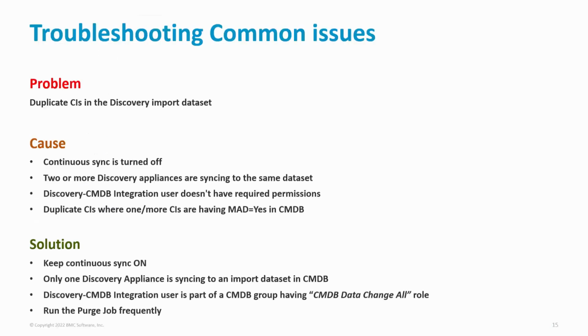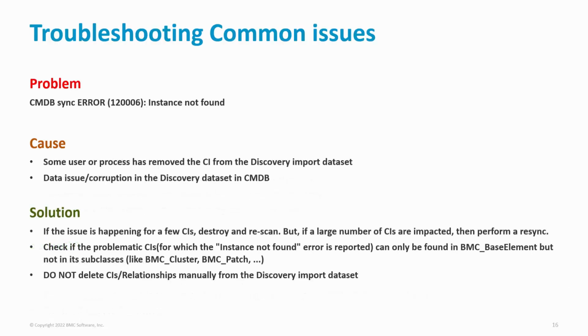Now let's talk about the next common issue, which is the error instance not found when running normal sync or when running resync. The first probable root cause for this issue is that some user or process has deleted the CI from the Discovery import dataset. To fix this, if this issue is happening for a small number of CIs, then you can destroy them in Discovery and rescan them. This way, Discovery is going to recreate those CIs in the CMDB, and that is going to fix this particular problem. But if this issue is happening for a large number of CIs, then consider running a full resync.